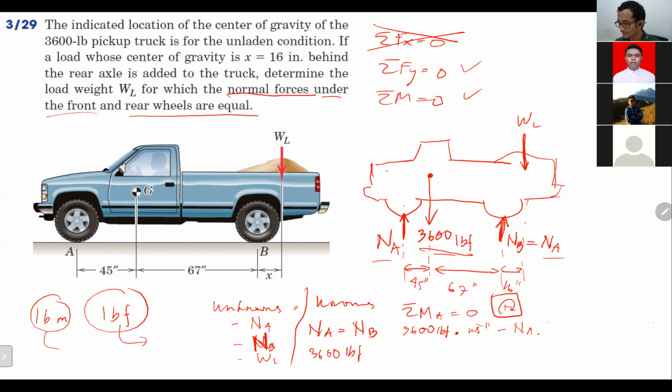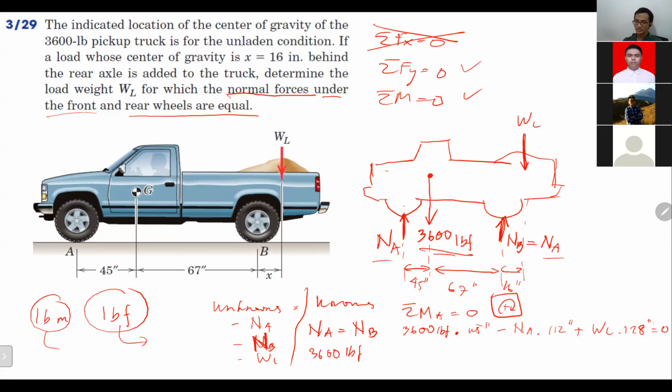So NA multiplied by 112 inches. What else? We would have a clockwise moment from the load weight, the WL, which is WL multiplied by 112 plus 16, 128 inches. And that would be all. The result of this line of work would be equal to 0.